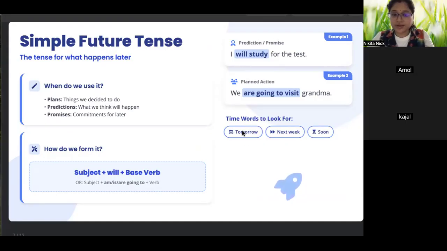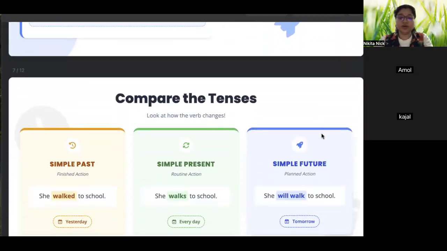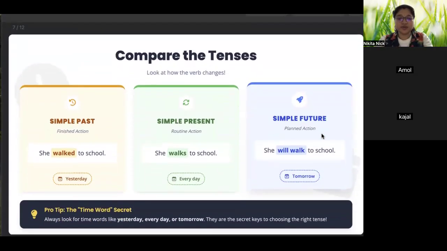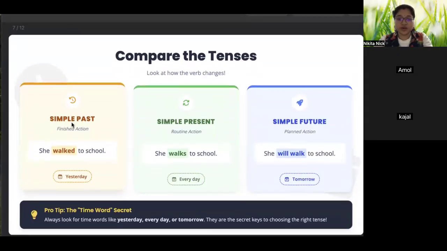Time words to look for. What are the time words which will help you to know this is future tense? Tomorrow, next week, soon. Right? Very good. Now you're going to compare tenses. So how will you compare the tenses? Pooja.